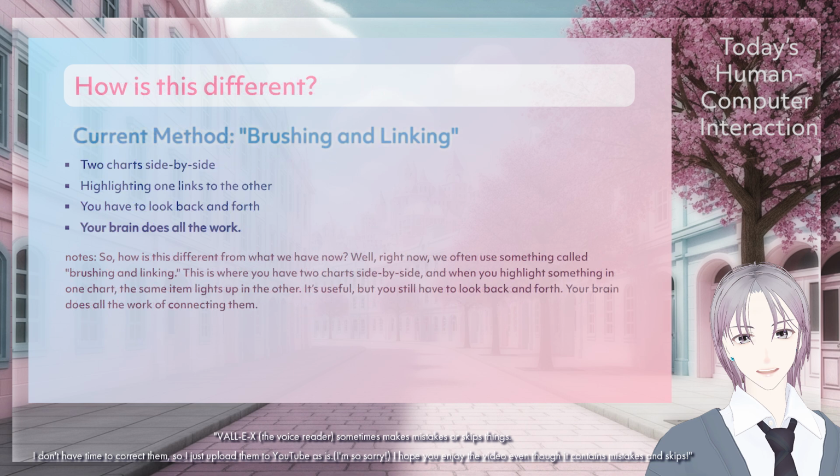So, how is this different from what we have now? Well, right now, we often use something called brushing and linking. This is where you have two charts side by side. When you highlight something in one chart, the same item lights up in the other. It's useful, but you still have to look back and forth. Your brain does all the work of connecting them.